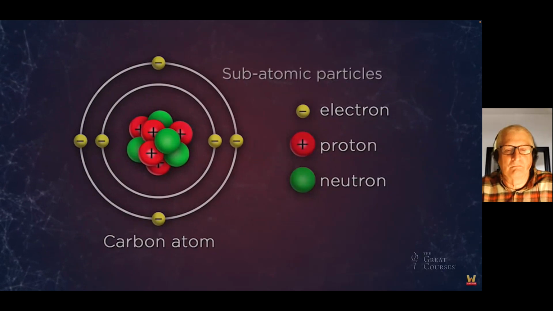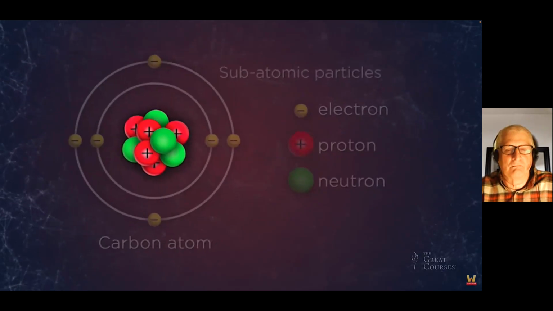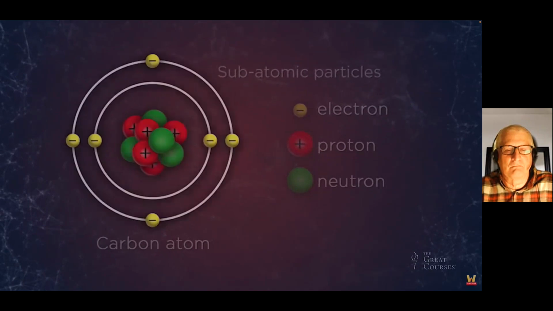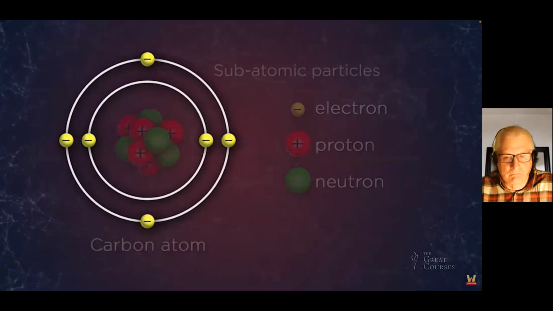Protons and neutrons are of nearly equal mass and reside in a dense nucleus at the center of the atom. But much smaller negatively charged electrons orbit that nucleus, balancing out the positive charge that's provided by the protons.